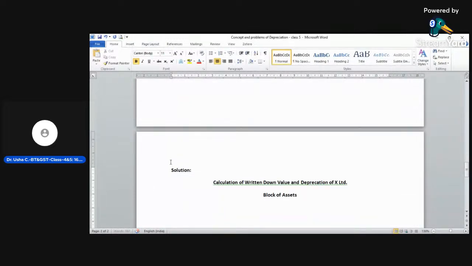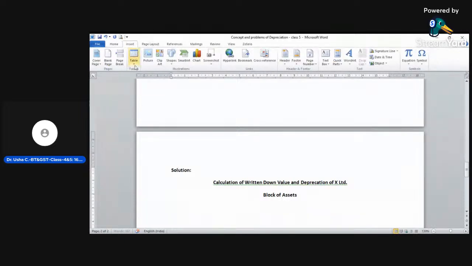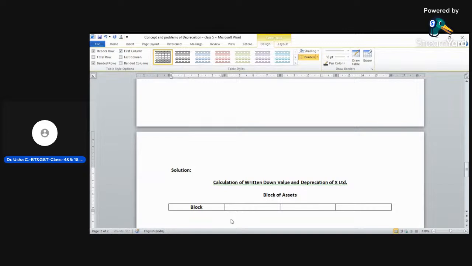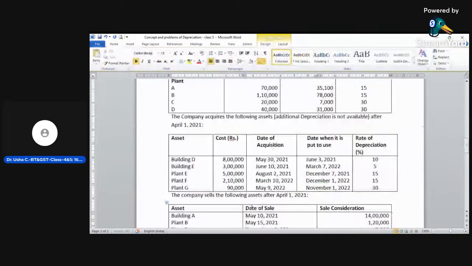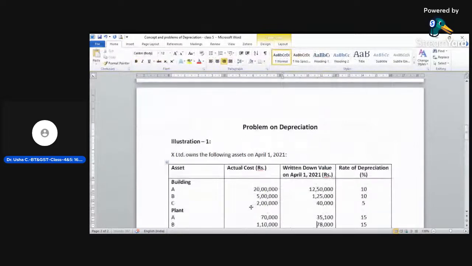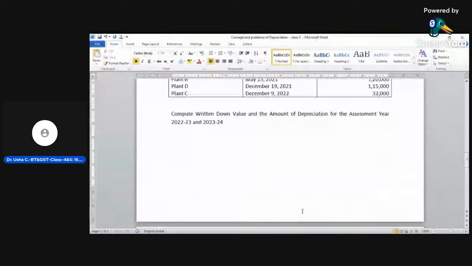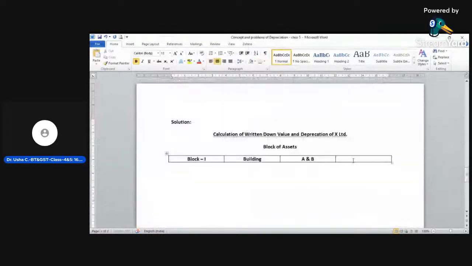Okay, so the block of assets, as we know, there are four blocks of assets, correct? Block one is consisting of building. What are the assets there? Building A and building B. Depreciation is 10%, correct? Yes, the rate of depreciation is 10%.